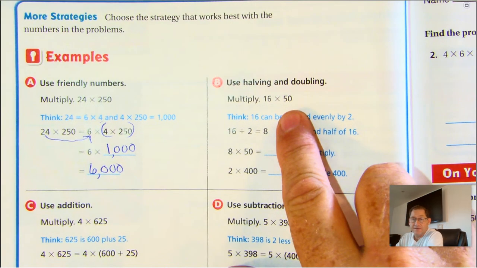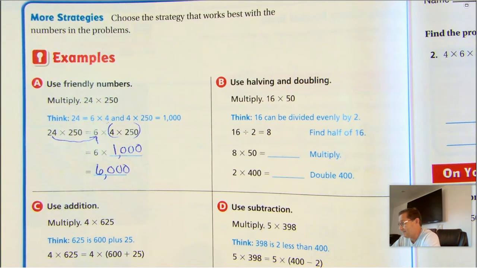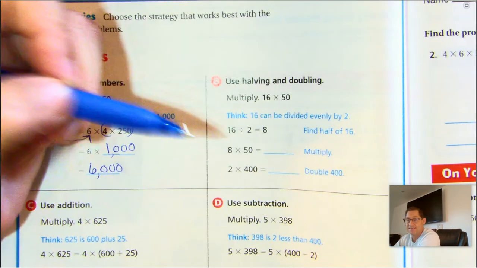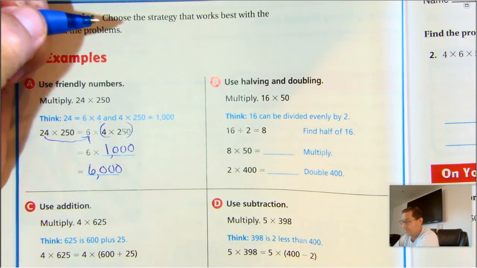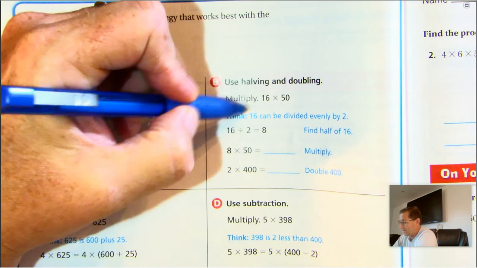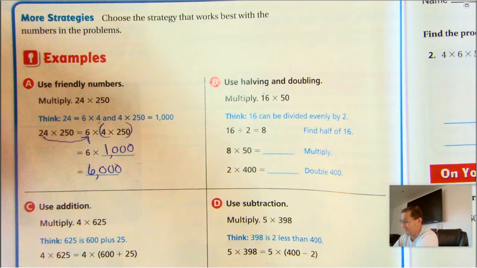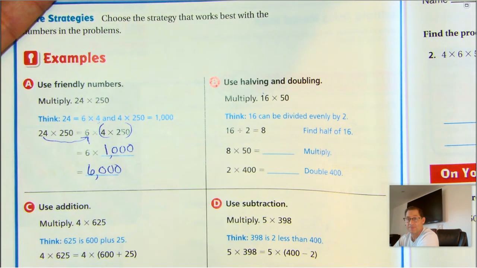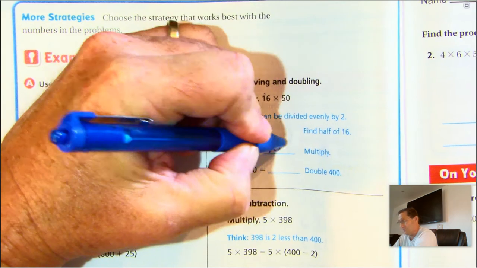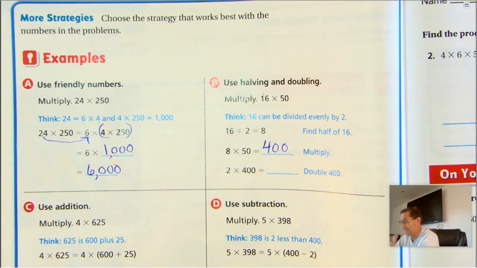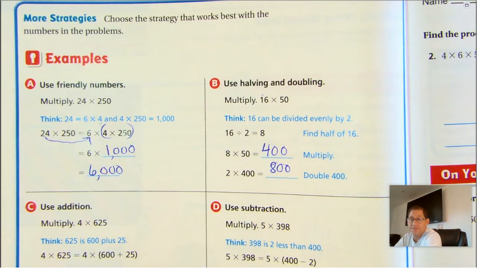Now, here's another one that's great to do if one of the factors is 50. And that method is called halving, or take half of a number and double the other number. So here we can take 16 and divide it evenly by 2. So we're taking half of 16, which is 8. Okay, and 8 times 50 is 400, and then double that. So 2 times 400 is 800.